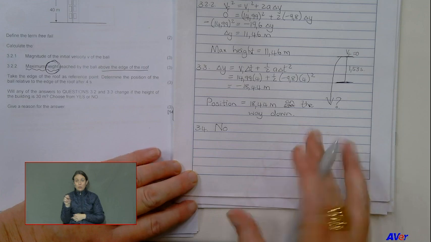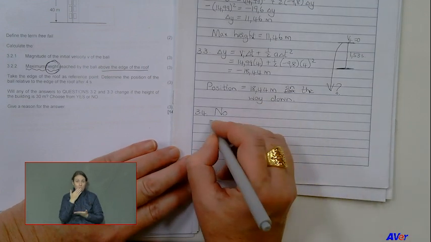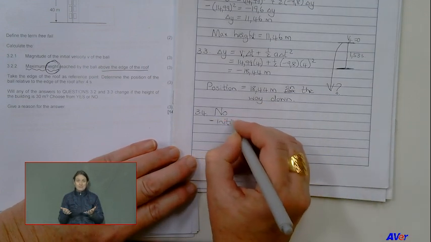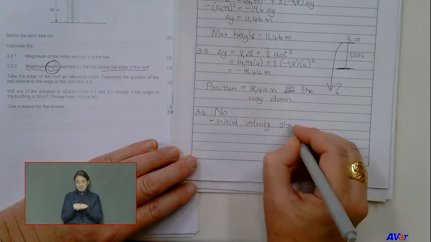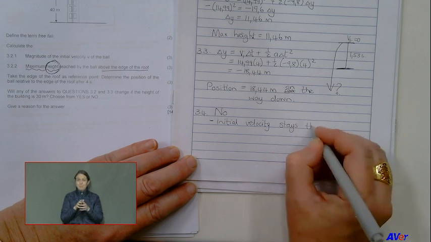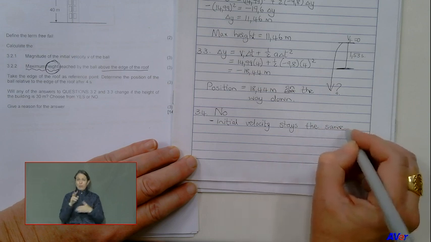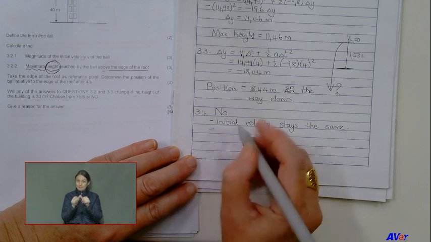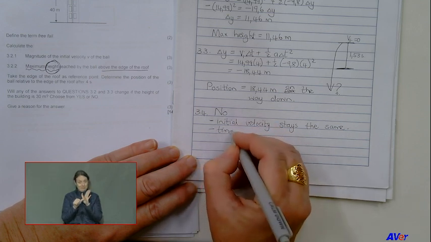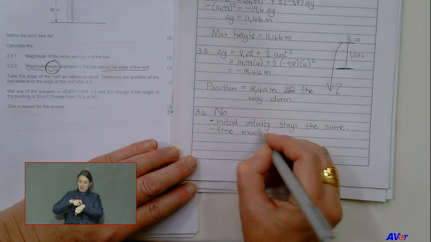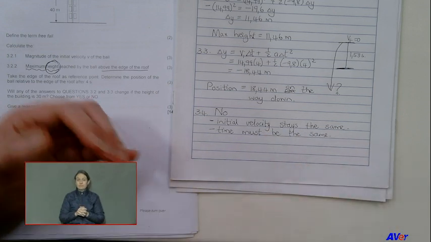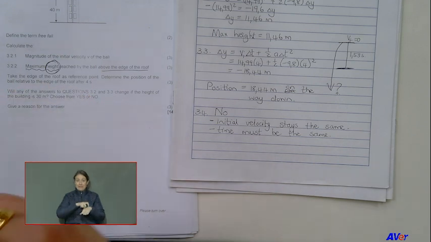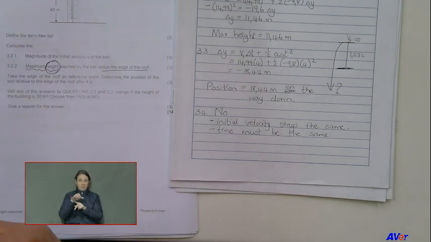But what do I need now for this question? The initial velocity must be the same. The initial velocity stays the same. And the other thing that's important is the time must be the same. The initial velocity and the time must be the same. The height of the building doesn't matter now for this question that was asked in this case.